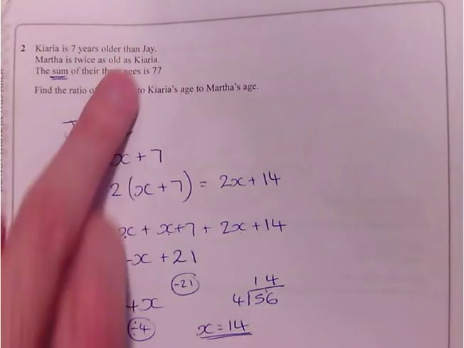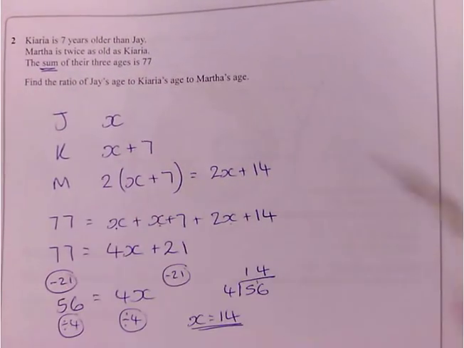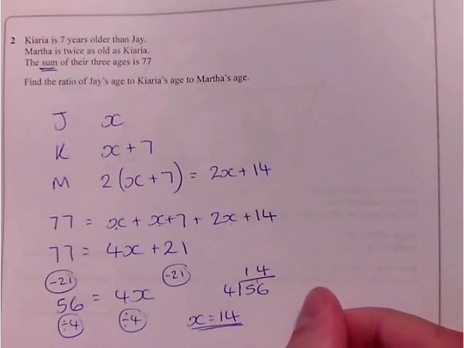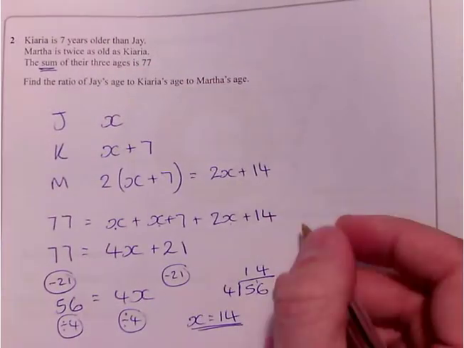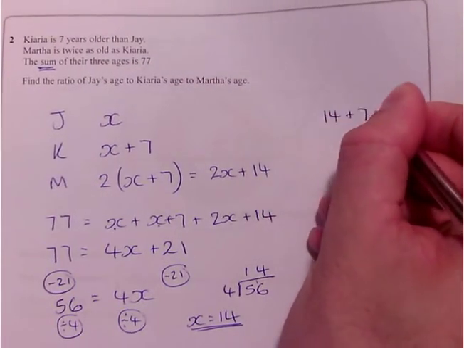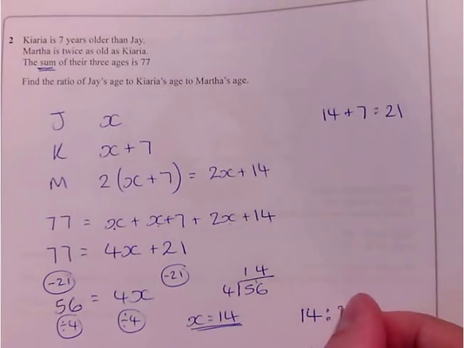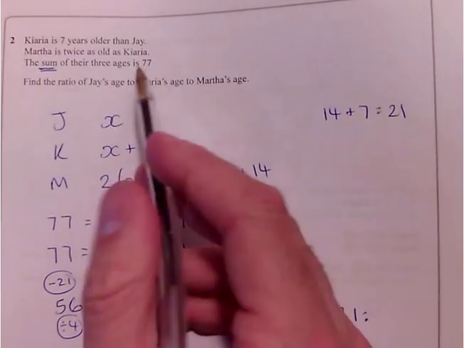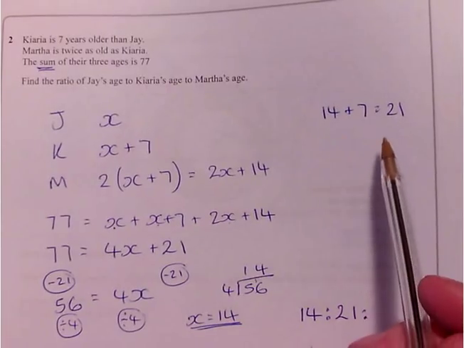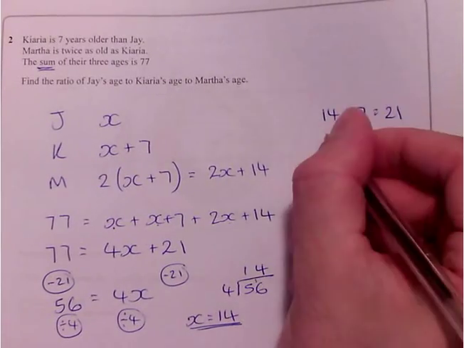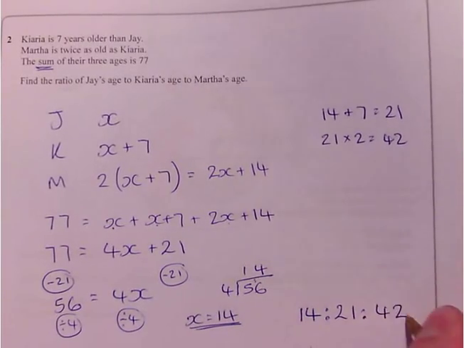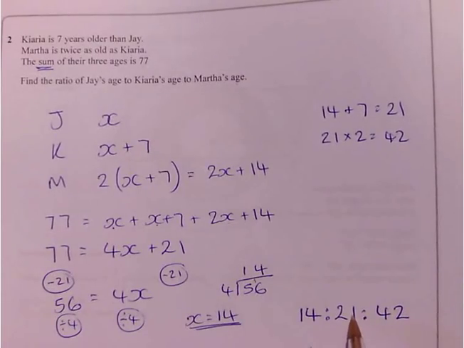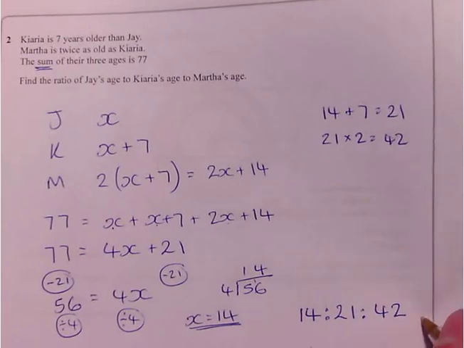That was Jay's age. Now it says find the ratio of Jay's age, Jay's first, Jay is 14, to Kira's age. Kira was 7 years older. 14 plus 7 gives me 21. To Martha's age. Now Martha was twice as old as Kira, so twice 21 times 2 is 42. Quick check, 42 add 21 would be 63, add 14, 77. 4 marks.